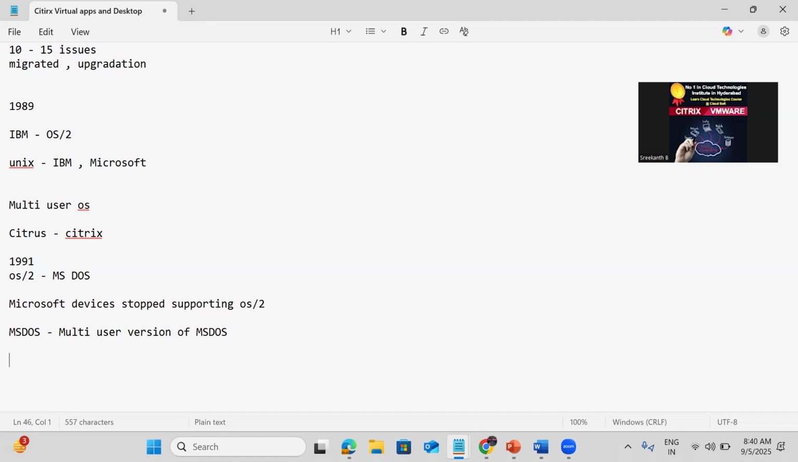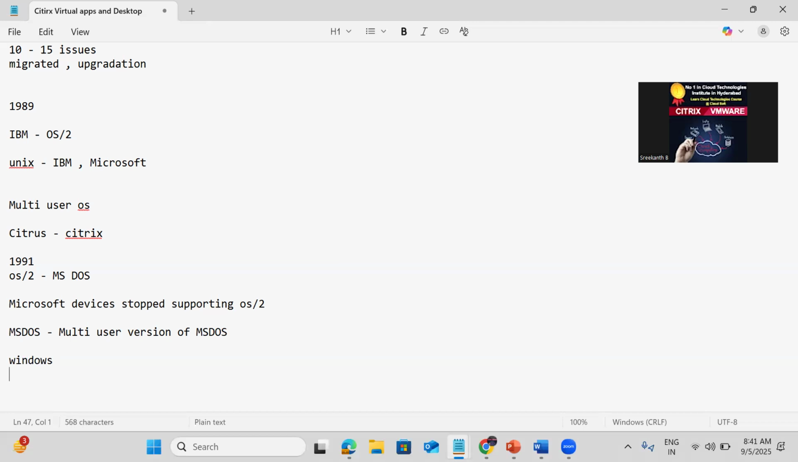When we started in IT, we used to start first with MS-DOS, but today no system supports MS-DOS. So MS-DOS is not required, OS/2 is not required, because Windows came. Then Microsoft got an idea, and Citrix wanted to make it at the Windows level also. Microsoft and Citrix collaboratively went for a multi-user version of Windows.